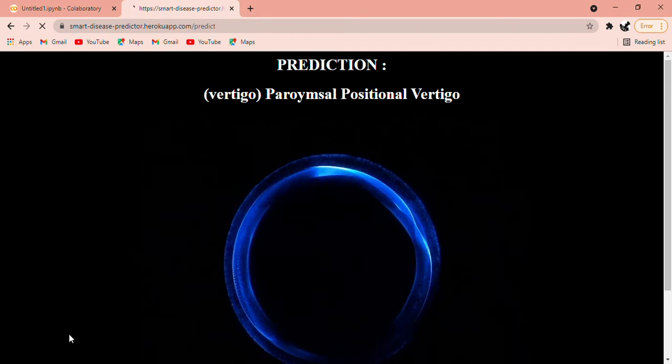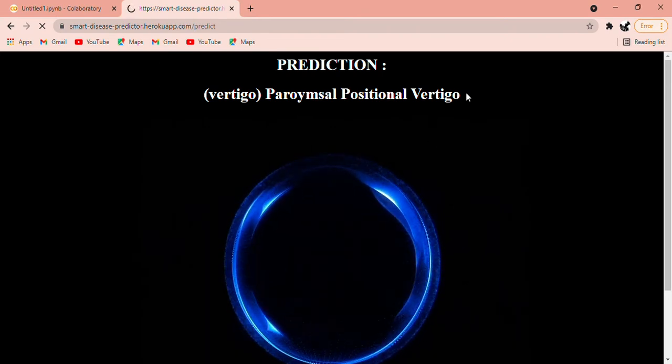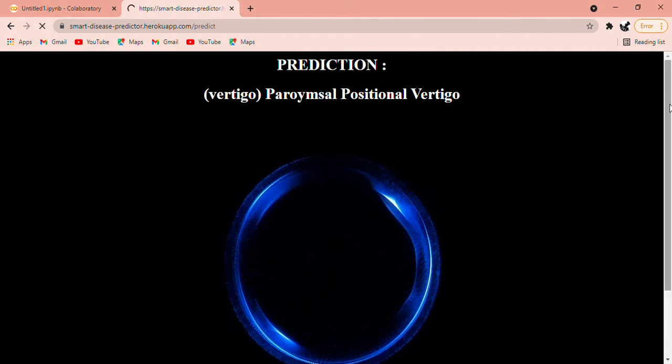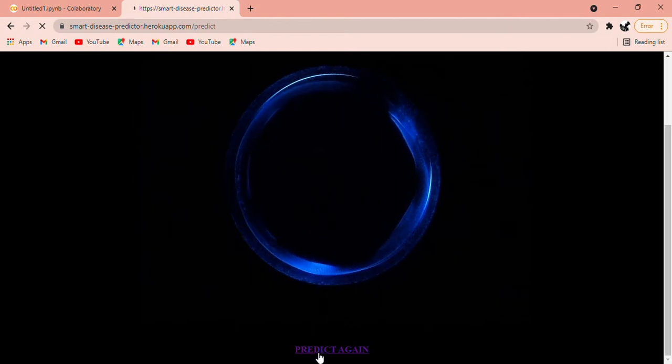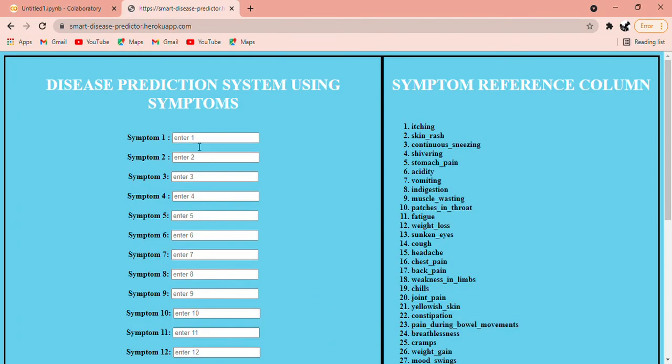Exactly, there we have it. We have a disease here that has been picked up by the machine learning algorithm. If you want to predict again, let's say this is a system used in a hospital and another patient comes and wants a prediction, you simply press the predict again button, and it refreshes the form and allows you to re-predict another disease according to the symptoms.